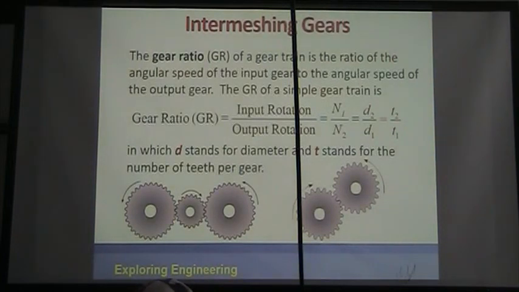When we have gears intermeshing, and you really don't find gears doing much else, we have to worry about the gear ratio, or GR. The gear ratio of a gear train is the ratio of the angular speed of the input gear to the angular speed of the output gear. The GR, gear ratio of a simple gear train, is gear ratio GR equals input rotation divided by output rotation, which equals N1 divided by N2 equals D2 divided by D1 equals T2 divided by T1, right, in which D stands for diameter and T stands for number of teeth per gear.